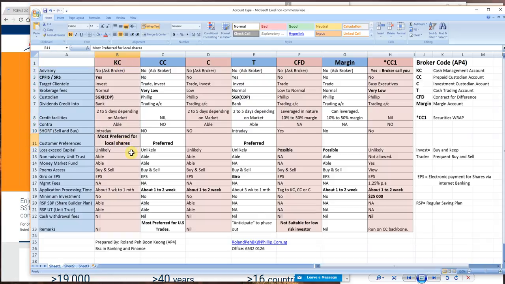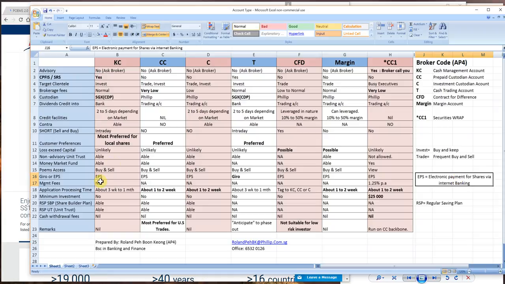A lot of people open this account because the risk of loss exceeding capital is very unlikely. They are also able to tap on unit trusts if they want to invest in the future. There are money market funds available, and the POEMS access. Yes, all the accounts have POEMS access except for one, which I'll touch on later. For payment method, we go by electronic payments for shares, which is shown here.